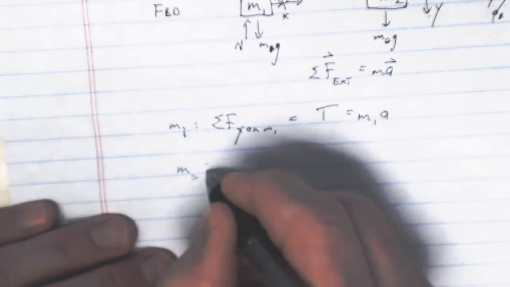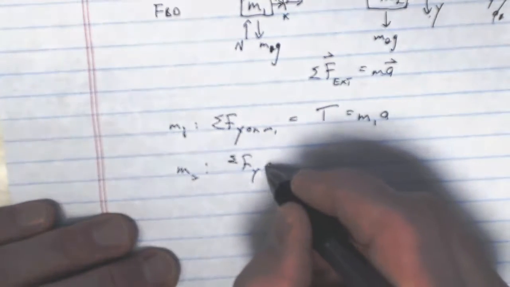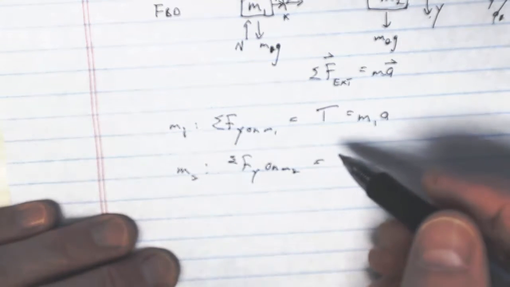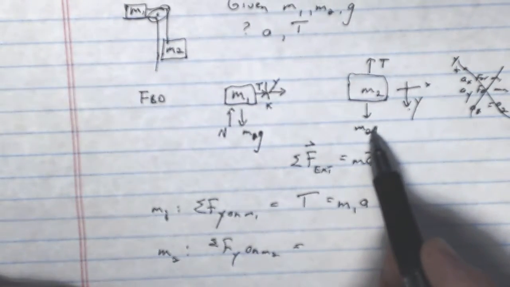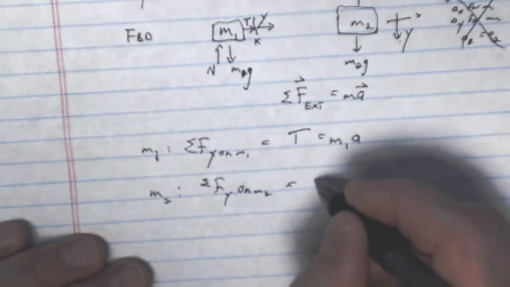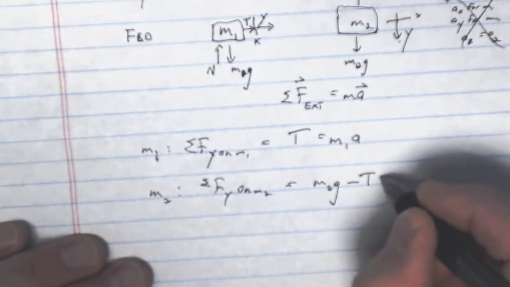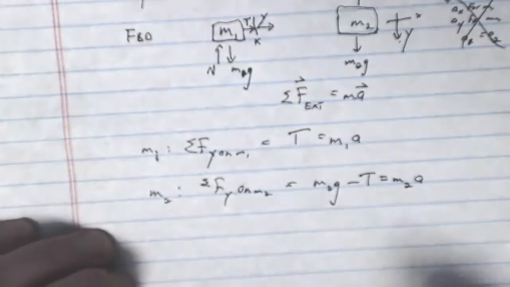For M2, the sum of the forces in the y direction on M2, in this case we have two forces in the y direction. We have M2g down, which is our positive direction with my choice of coordinate systems, and a T up, which is our negative direction. So I write that as M2g minus the tension, and the sum of those forces has to be equal to the mass, which is M2 times its acceleration.